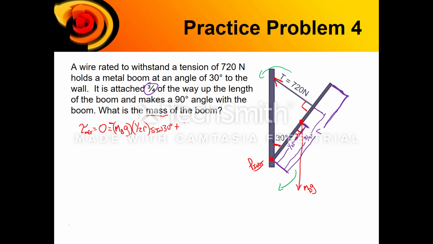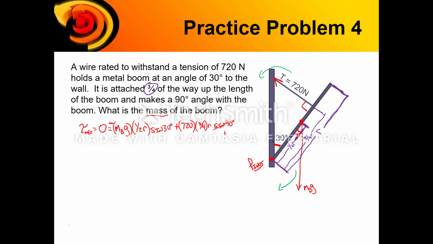Then I have my force, which is T, and in this case I can just substitute it in since I already know the number for it. That's going to be 720 times my radius, which is 3/4 r, times the sine of 90 degrees, since it's a 90-degree angle. Remember, we've done this quite often: the sine of 90 is just 1, so I really don't even have to put that in there. If you're more comfortable leaving it out, we understand that that is just 1.